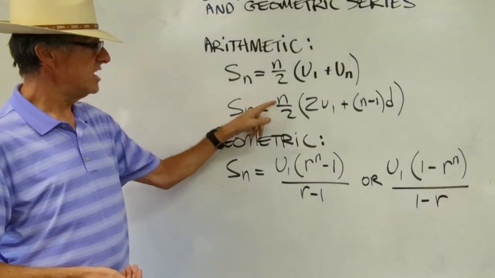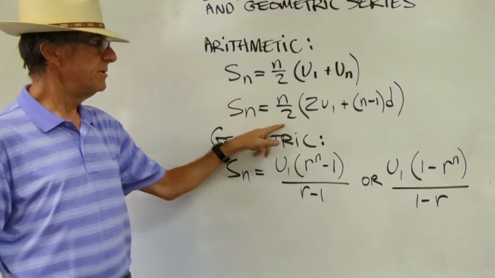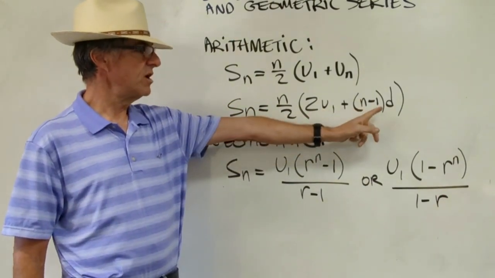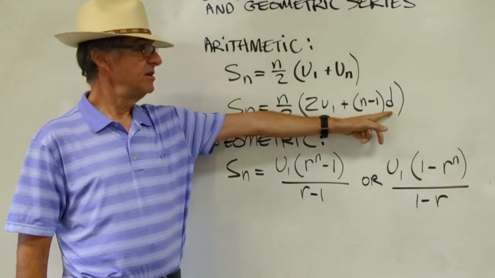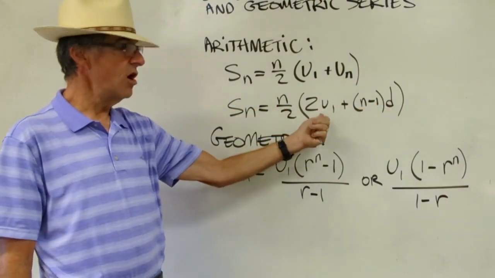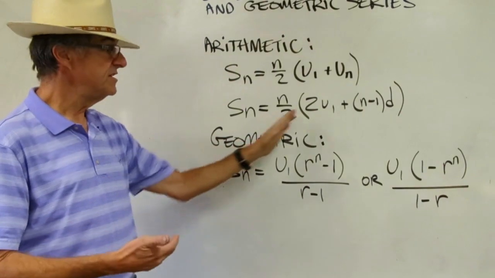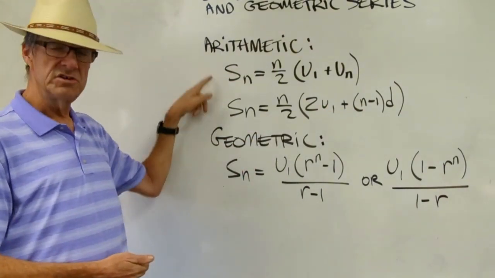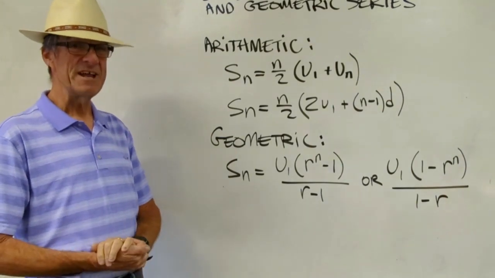Alternatively, you can use n over 2, same term here, but now you're adding 2 times the first term plus n minus 1 times the common difference. So if you have the common difference and you know the first term, you could do it in this way as well. So these are your 2 go-to formulas for summing up arithmetic series.